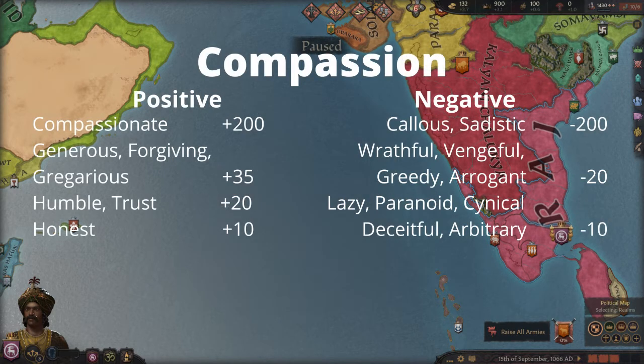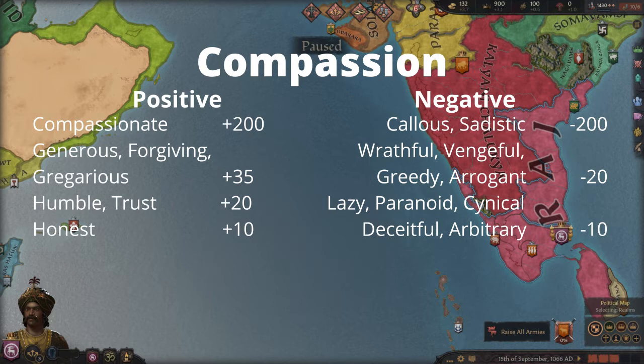And this is the positive traits. So the more positive, the more forgiving, the more compassionate, the more empathetic that AI character will be. And on the negative side, the more they're likely to not be compassionate and not really care and be more callous and sadistic with how they interact with your character.